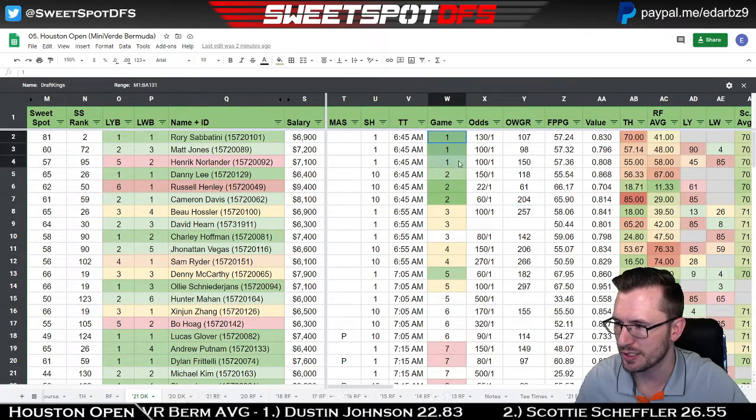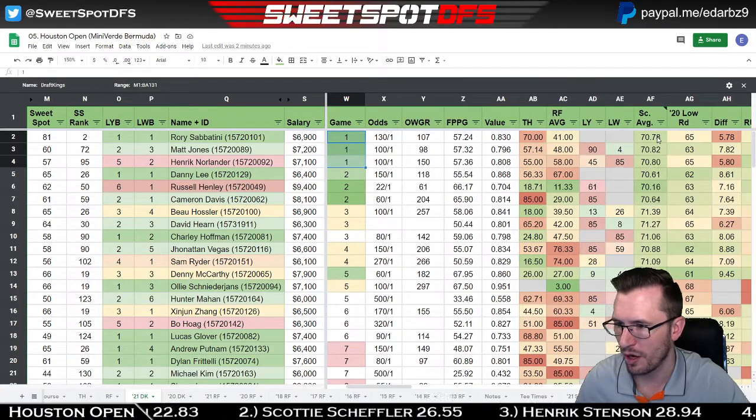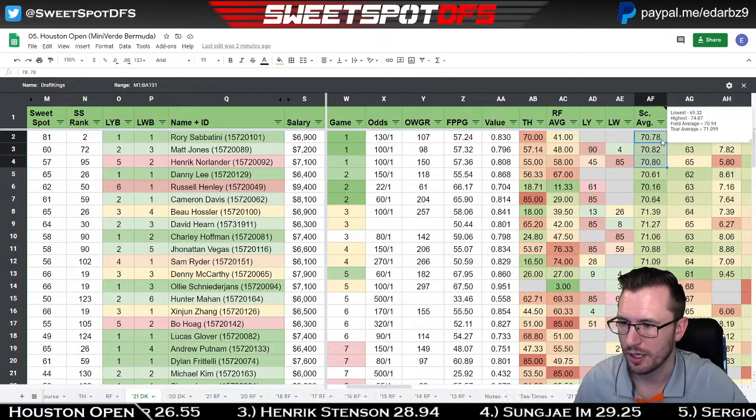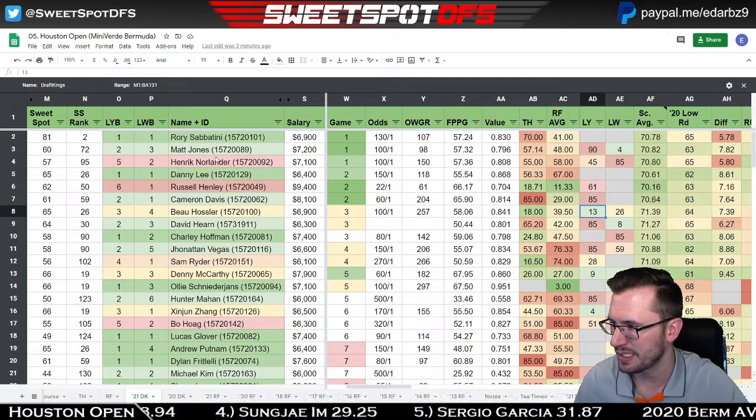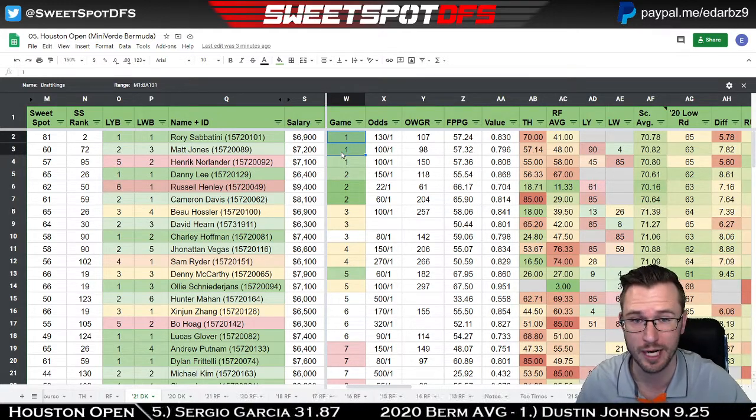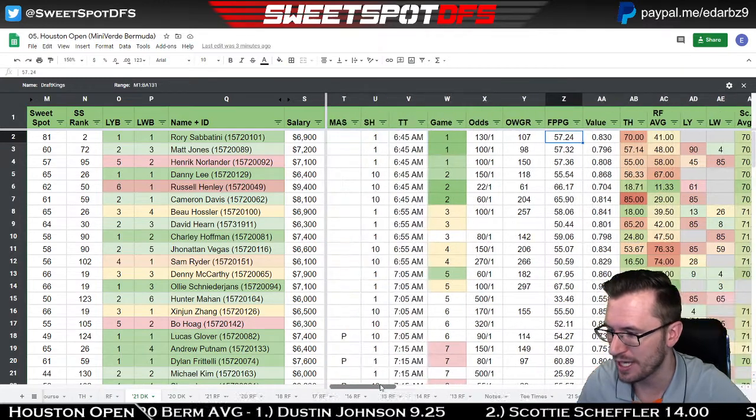And obviously you can see these guys here are all colored green. All of them are under the field average of 70.94. And a few of them, or two of them, Sabatini and Jones, are also under field average for recent form scoring average. And that's why they're a darker color. So that's how I ended up doing that.